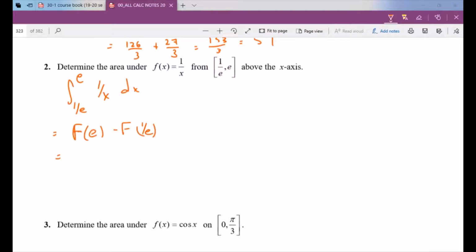And what is our antiderivative? If our function is 1 over x, our antiderivative is natural log. So this ends up being ln of e minus ln of 1 over e. ln of e is equal to 1, and ln of 1 over e is negative 1, so 1 minus negative 1 ends up being 2.